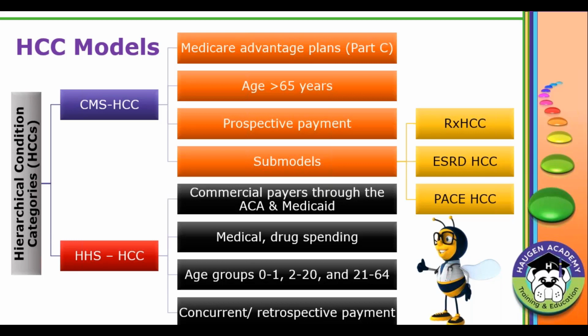Now, unlike the prospective payment in the CMS model, where what we report in our current year, 2019, sets the payment rates for next year, for 2020, in the HHS model, it is considered a concurrent or retrospective payment, in that you get paid for the severity of these patients on a current basis. You don't have to wait until next year.